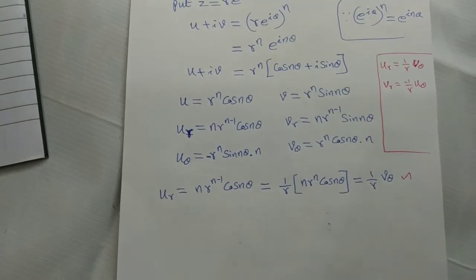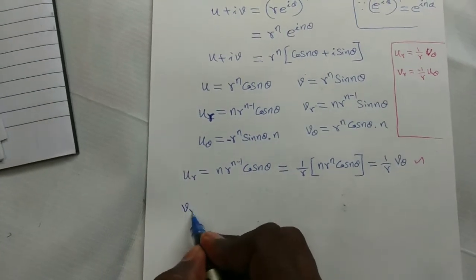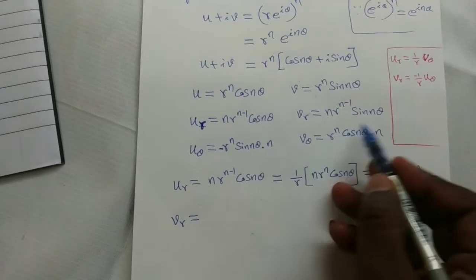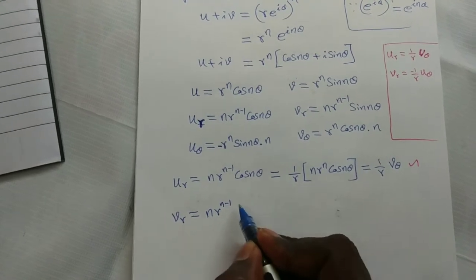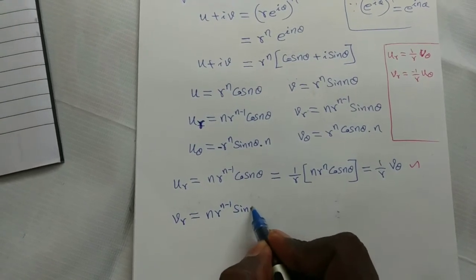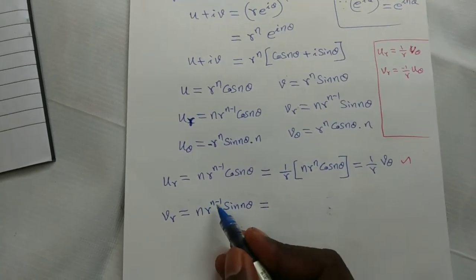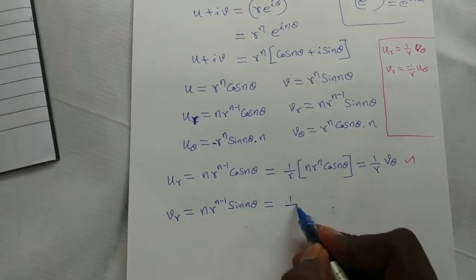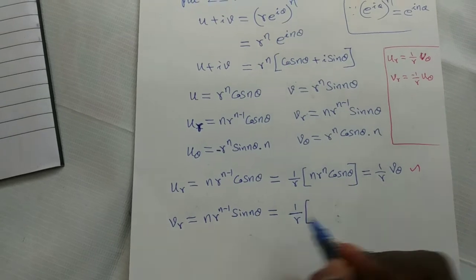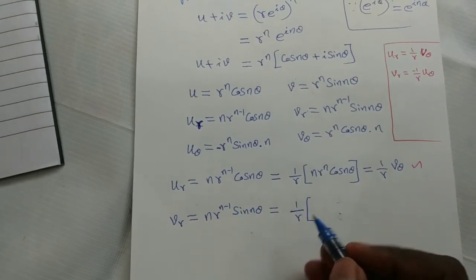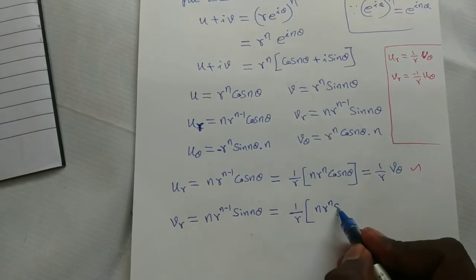Next I am going to compare with the second equation. What is Vr? Take Vr. So Vr is equal to, where is Vr? This is Vr: n into r power n minus 1 into sin n theta. But I want minus 1 by r. So r power minus 1 is 1 by r, but I want minus 1 by r. We will see later. What are the remaining terms when you take 1 by r outside? n into r power n sin n theta.